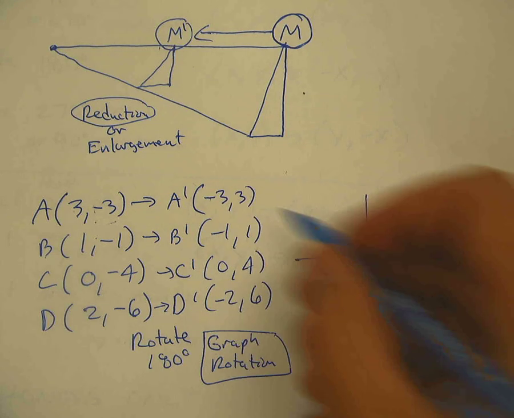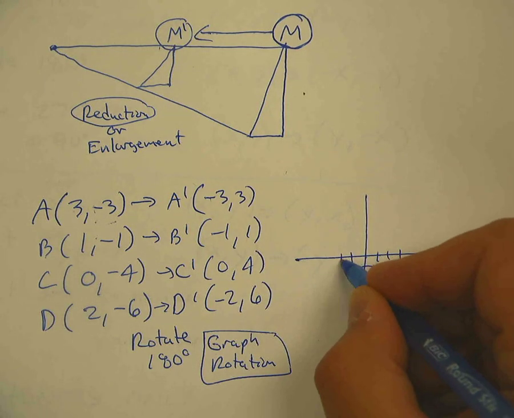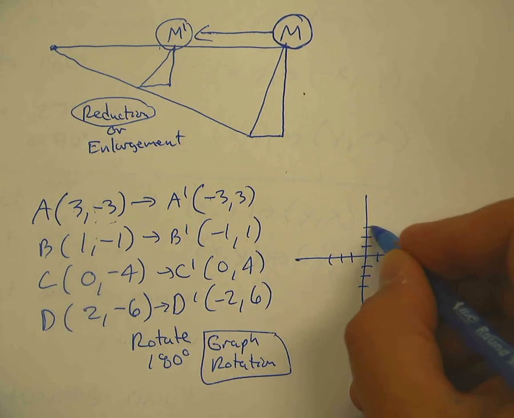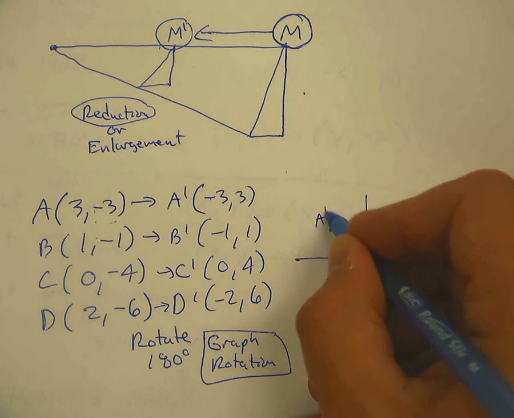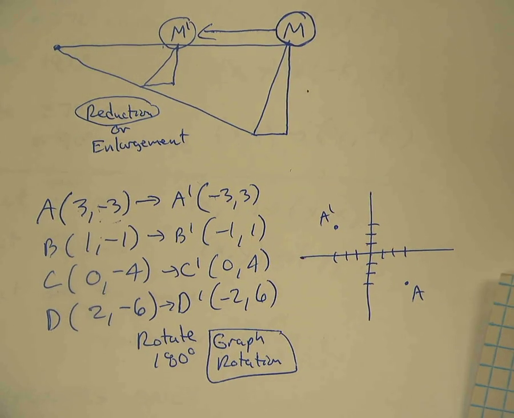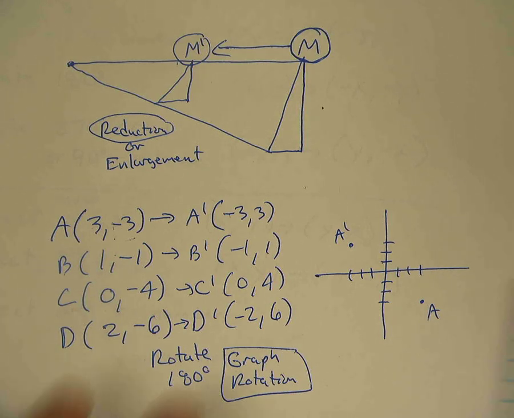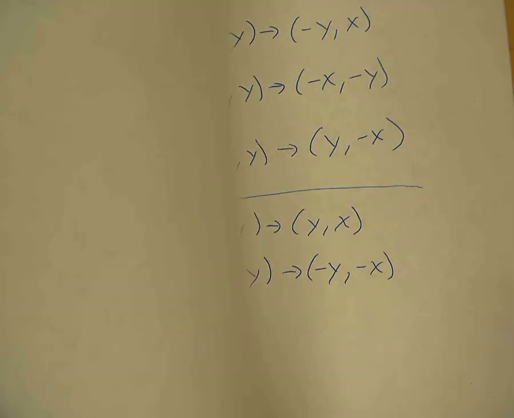And so my A prime would be -3, 1, 2, 3, up 1, 2, 3, be A prime. And you do the same thing with all the points. Okay? All right, so now let's say we have a nice tree here.